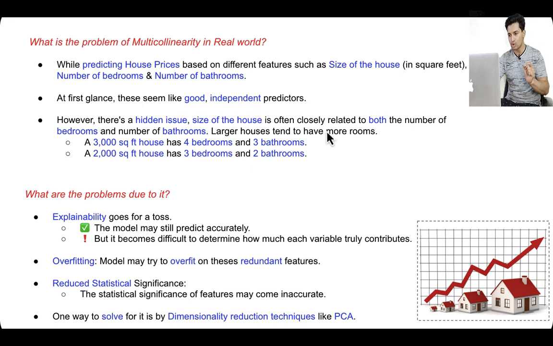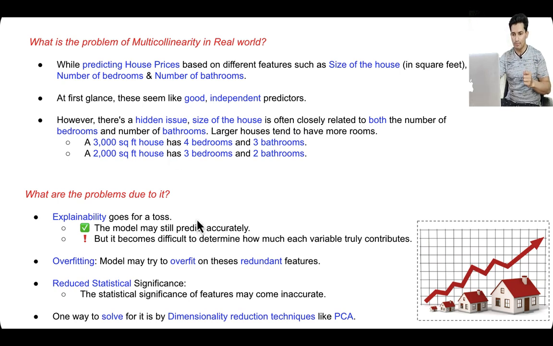The size of the house is often closely related to the number of bedrooms as well as the number of bathrooms. The more bedrooms and bathrooms, definitely the bigger the house will be. For example, a 3000 square feet house has 4 bedrooms and 3 bathrooms, and a 2000 square feet house has 3 bedrooms and 2 bathrooms. So for predicting house prices, we have used 3 variables, and the hidden issue is that all 3 variables are actually very similar and related to each other. This is the problem of multicollinearity, where the predictors are collinear and very much similar to each other.